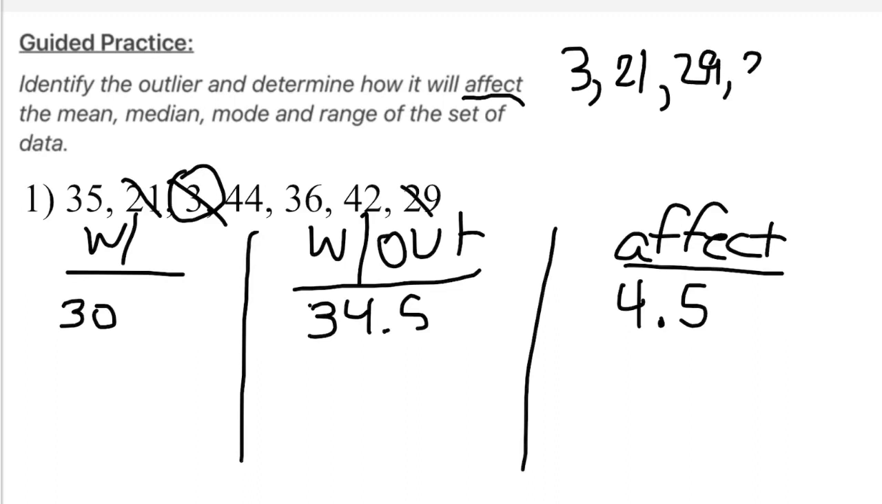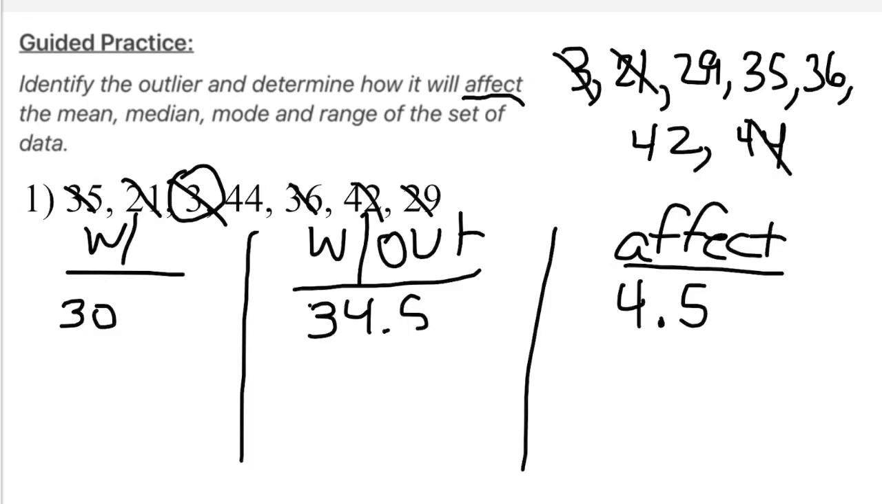Then we've got 35. Then we've got 36. Then I'm going to go down because I'm out of room, 42 and 44. So cross off, cross off, cross off, cross off, cross off, cross off. Our median with our outlier is 35. Without the outlier, I can just recross off. I'm just not going to include 3.